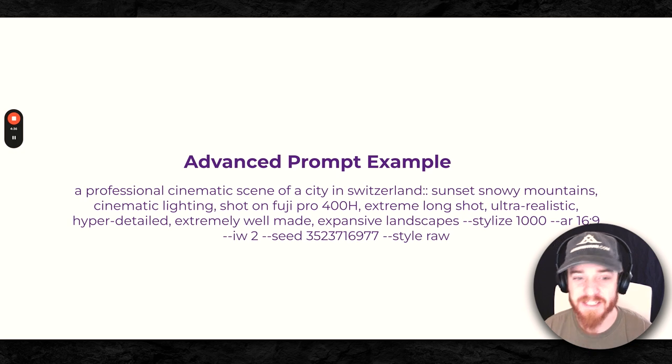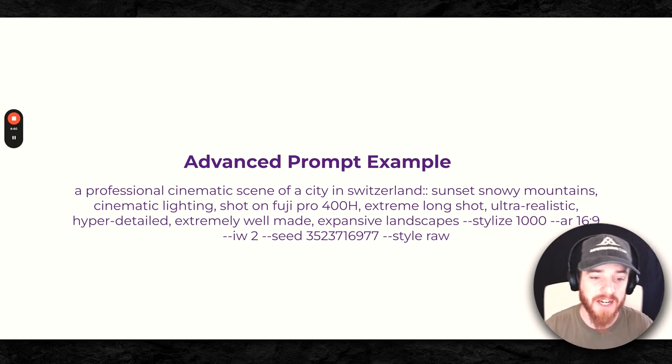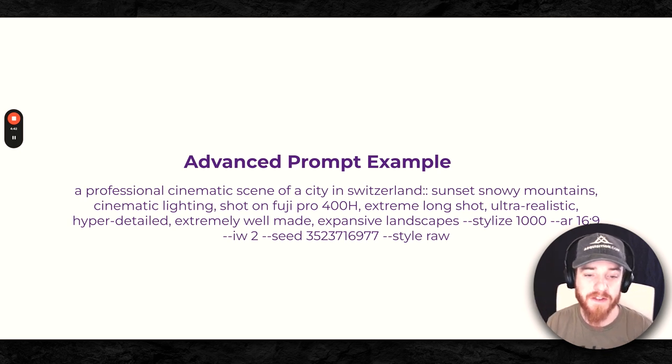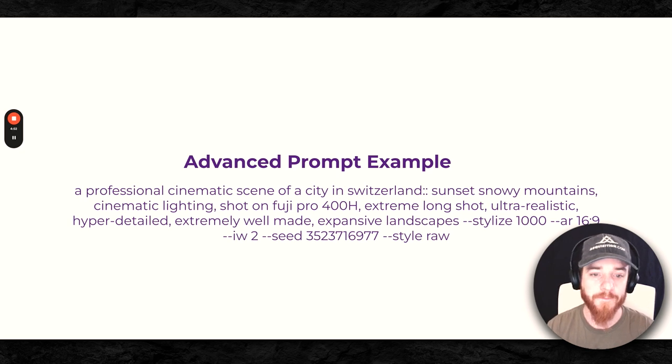Aspect ratio of 16:9 with an image weight, --iw, you can see here, of 2. So I brought it all the way up. And then you can see my seeded image, 352-371-6977. You can see here, that is the seed for that image. I'm going to show you exactly how to do that in just a second.